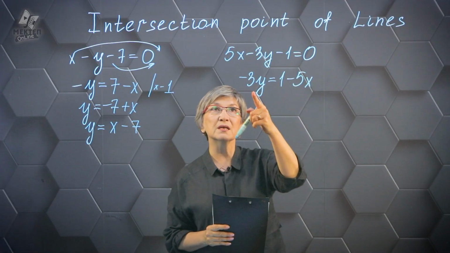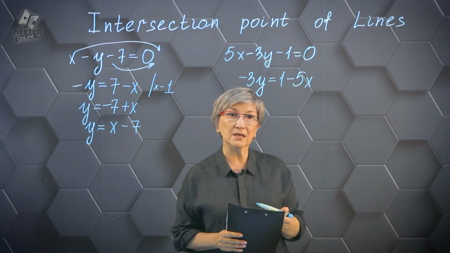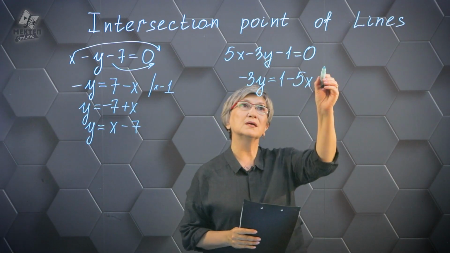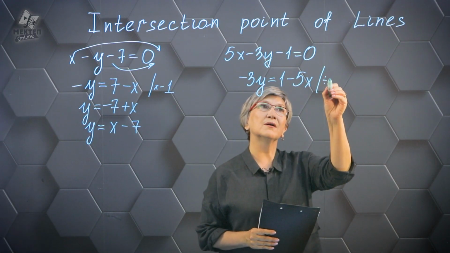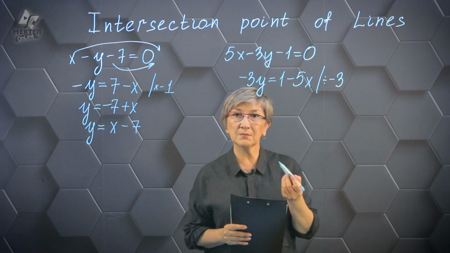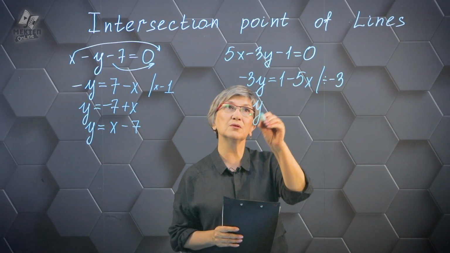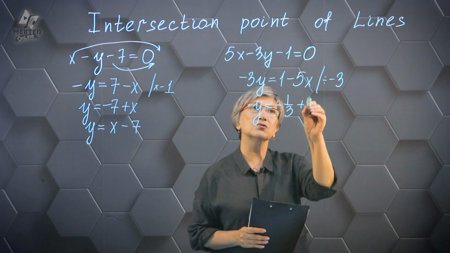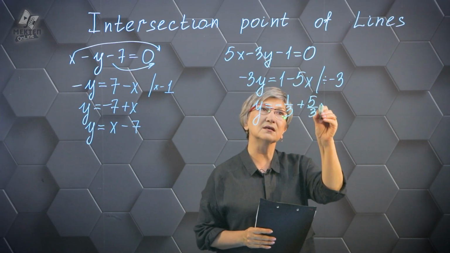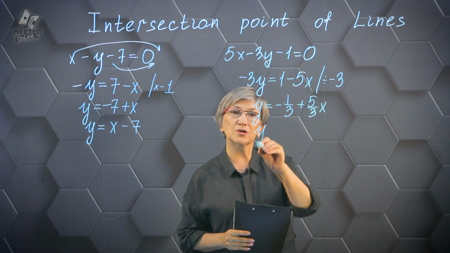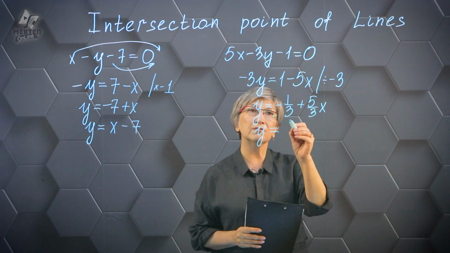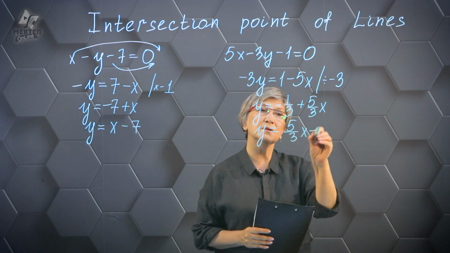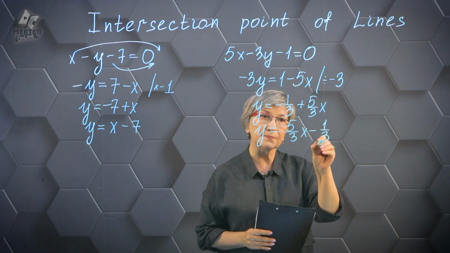Please pay attention to the variable we want, y. It has a coefficient of negative 3. Therefore, I will divide both sides by minus 3. As a result, we will have y equals minus 1/3 plus 5/3 x. Let's rewrite this equation again. y equals 5/3 x minus 1/3.